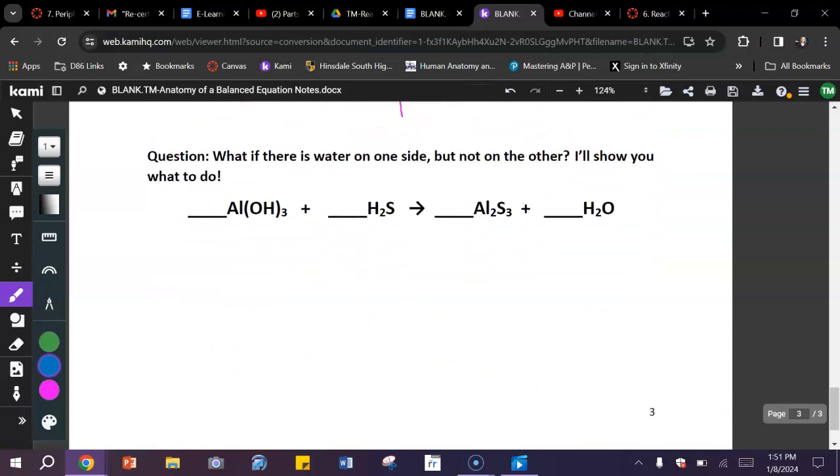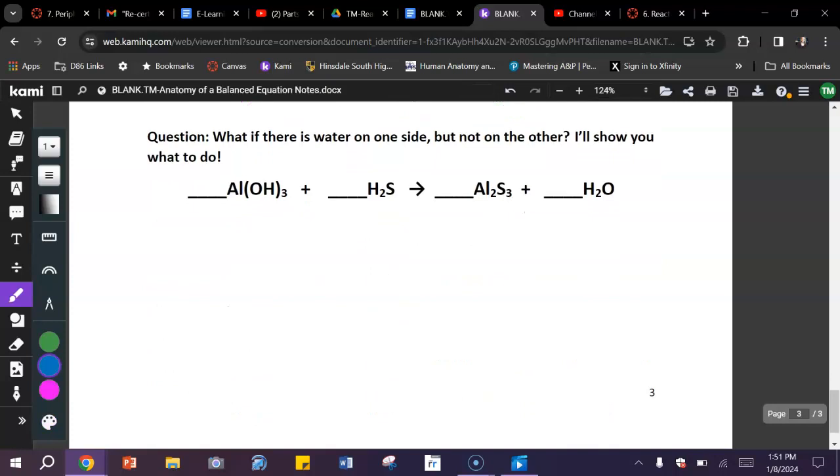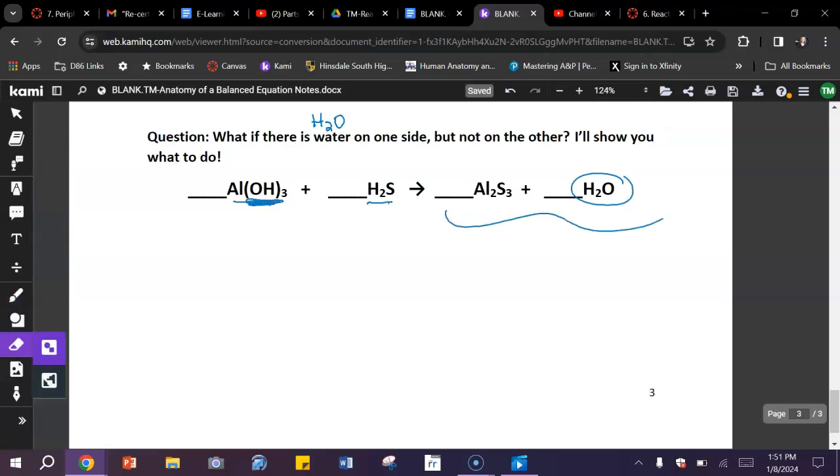All right, last question. What do you do if there's water? Now remember that water has a formula of H2O. So what if you have water on one side of the arrow, but not on the other? Like, look at our equation. We have aluminum hydroxide, we have dihydrogen sulfide, on one side, and then we have water on the other. So what do we do with this? We have a polyatomic ion here, but not over on my product side. So what are we going to do?